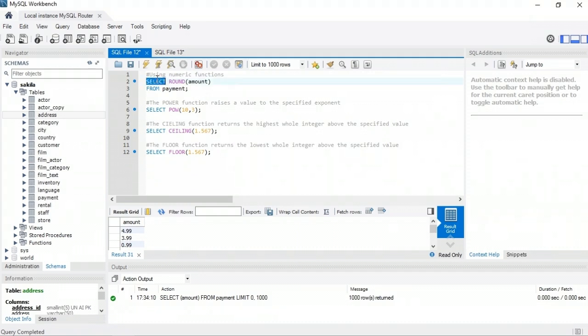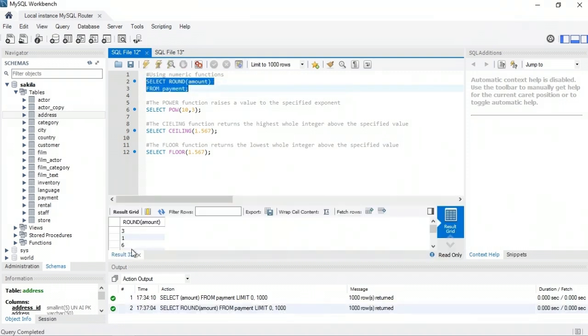So we can select round as the function, and anything a function operates on always goes in parentheses. In this case, it's operating on the amount column from the payment table. So let's execute, and we see the rounded values. Now, the algorithm that rounding uses is that if it's 0.5 or higher, it will round up. If it's below 0.5, so 0.49 or lower, it will round down.